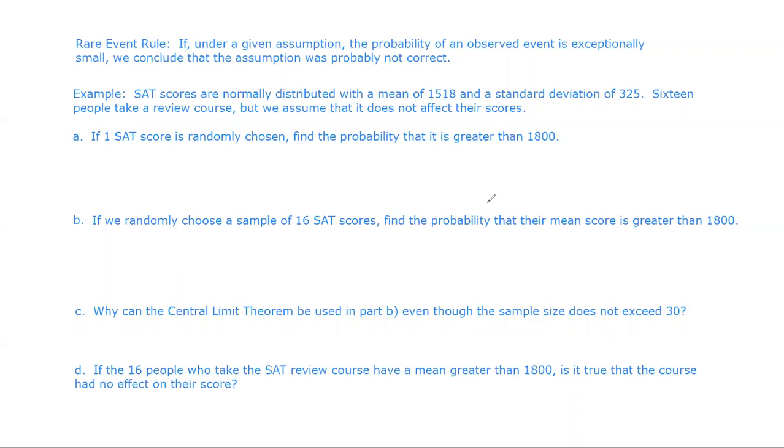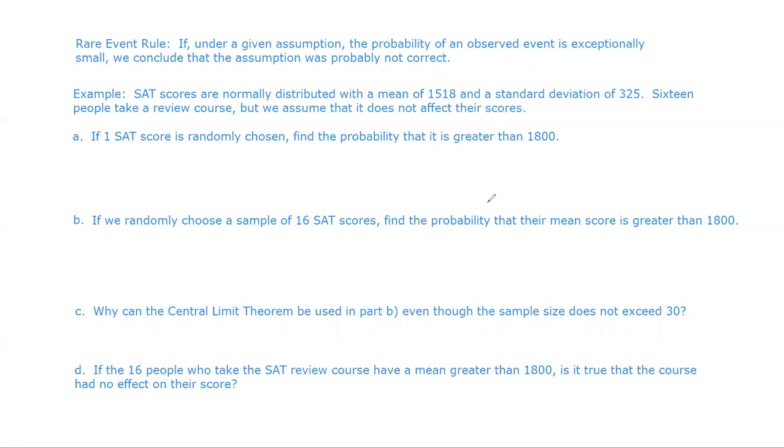Okay, let's talk about the rare event rule for inferential statistics. Now, we have talked about this in chapter 4 before, but it's coming back again now. What the rare event rule says is, if under a given assumption, the probability of an observed event is exceptionally small, then we conclude that our assumption was probably not correct.